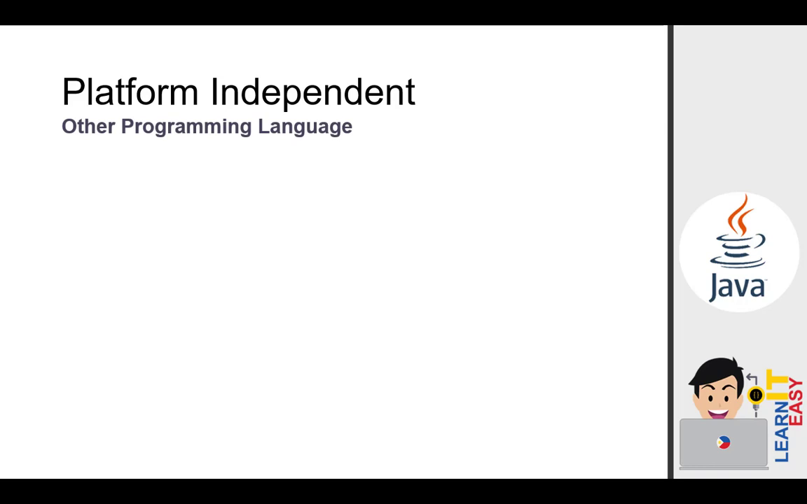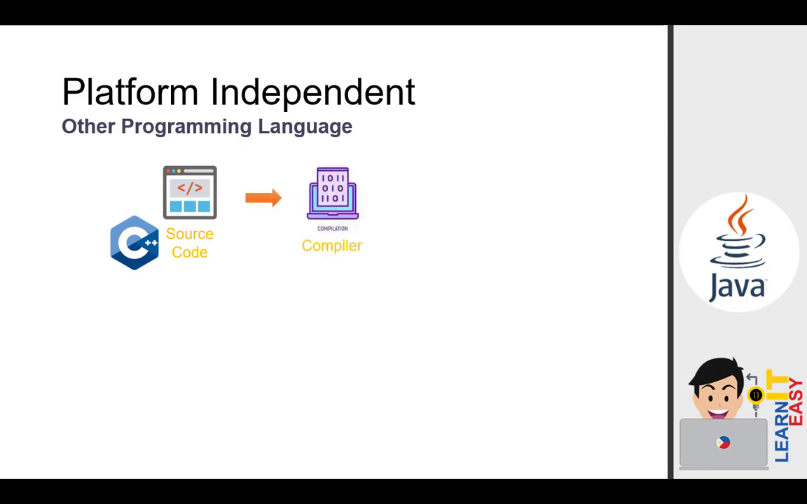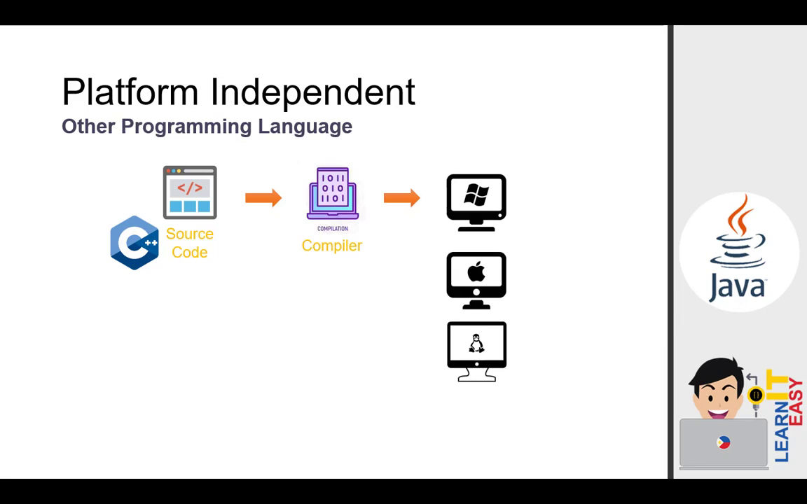For example, nagsulat ka ng isang program gamit ang C++, kunwari. Yung source code na isinulat mo as discussed kanina should be translated gamit ang isang compiler para maintindihan siya ng isang machine. Now, after mong makompile yung C++ source code mo, it will be compiled dun sa native platform na gamit mo. So, kung naka-Windows ka, ang output ng compilation mo will be in exe or executable file. At kung executable file yan, pwede mo lang siyang i-run sa isang Windows platform.